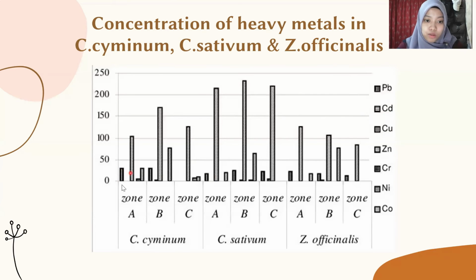So this empty space shows that there is no presence of Cd metal detected when it was tested using the atomic absorption spectroscopy. Apart from that, the highest level of zinc obtained among these three herbal drugs is in zone B from C. sativum, as you can see here, the highest level. And then the lowest level acquired is by the zone B of Z. officinalis, this one, with a concentration of 83.74 microgram per gram.